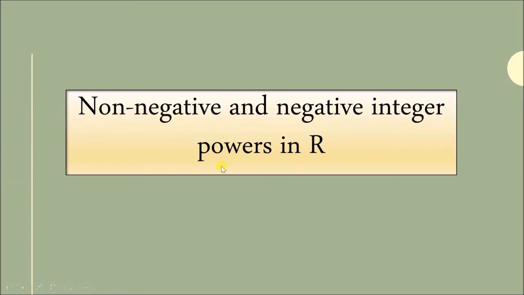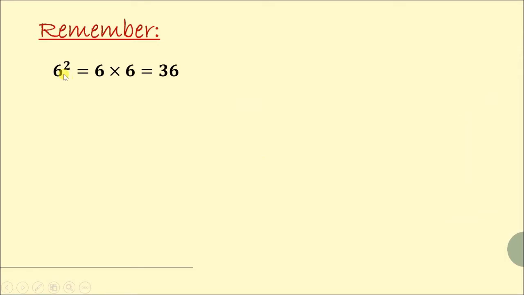Non-negative and negative integer powers in R. We will remember that if I write 6 to the power 2, it's equal to 6 times 6. It means that we multiply the number 6 by itself 2 times, which equals 36. And if I see this, it means that A is the base and N is the power. And I know that from the previous year.